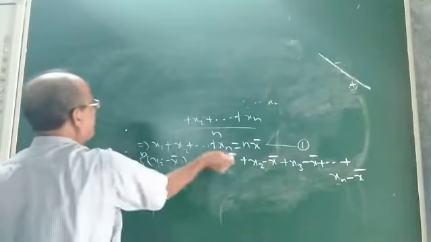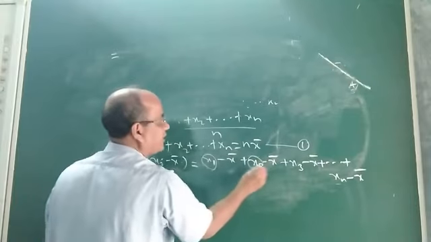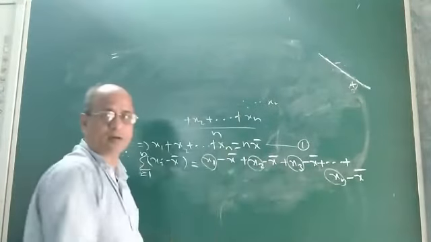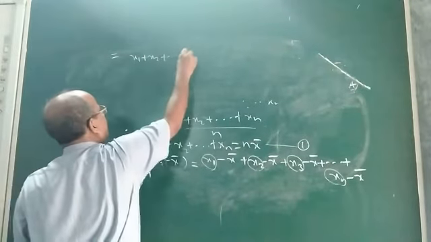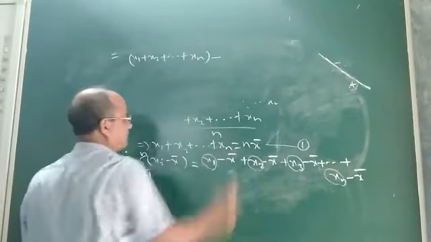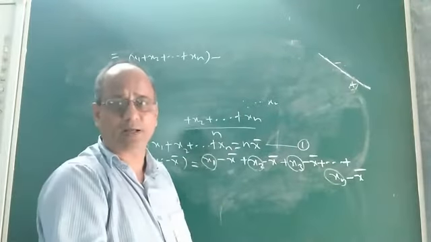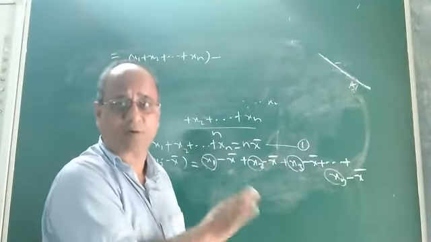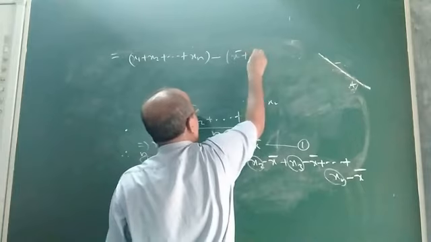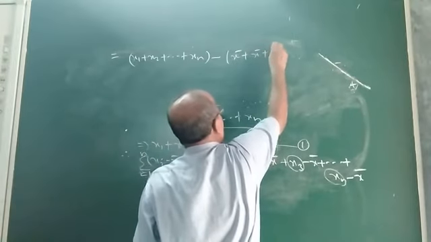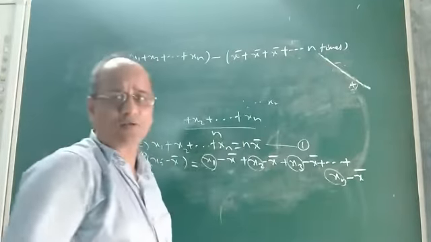Then if you simplify it further, rearrange these terms and regroup them. It will be x1 plus x2 plus up to xn, then minus x bar, minus x bar, minus x bar. Minus x bar will be added how many times? It will be added n times because there are n observations in the distribution. That means x bar will be added n times.